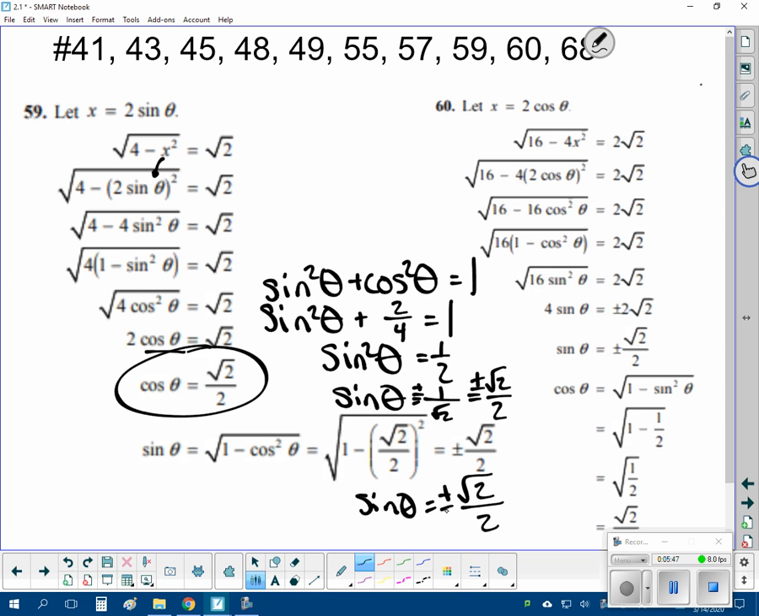Normally we would think about, oh, well, what quadrant are we in? And that would determine your positive or negative, but we have no idea what quadrant we're in. We don't have that information. So you can't solve for theta, but that's okay. We weren't asked to. We were asked to solve for sine and cosine, and we just did that.